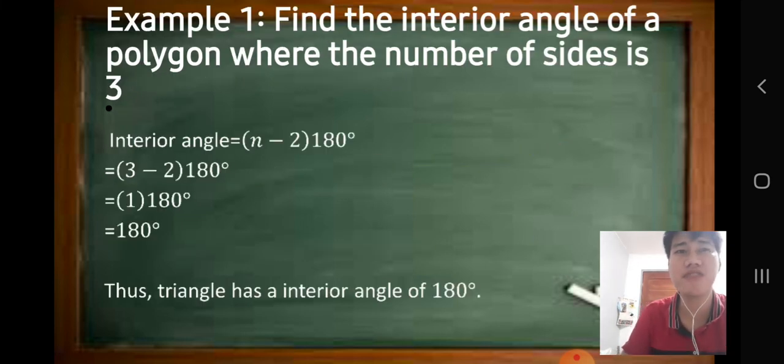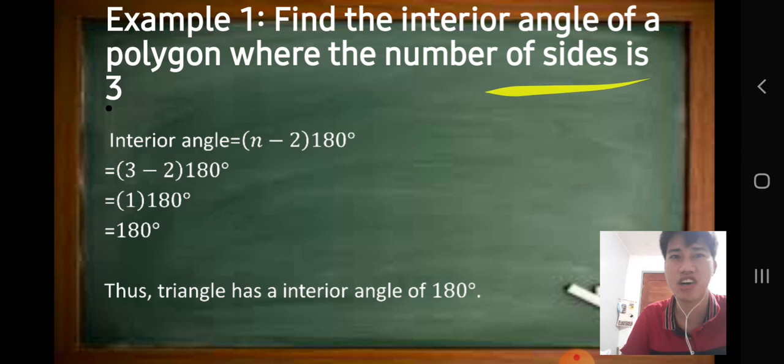So for example, find the interior angle of the polygon where the number of sides is 3. So if the number of sides is 3, n minus 2 times 180 degrees. So 3 minus 2 times 180 degrees. 3 minus 2 is 1. 1 times 180 degrees is 180 degrees. So therefore, the interior angle of three sides, or the triangle, is 180 degrees.